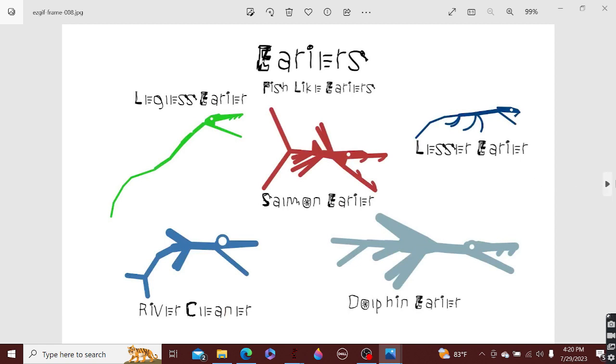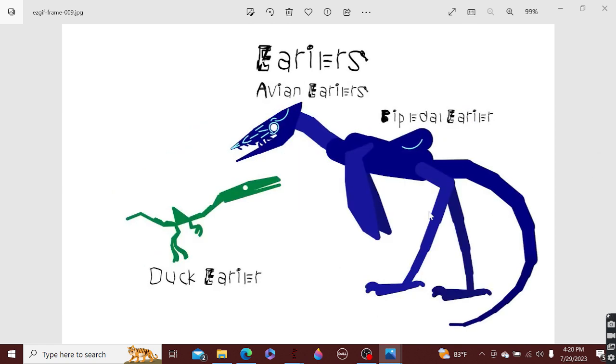And of course, the last group are the avian Eariers. So even more bird than bird. Basically ones that look like birds. We have the duck Earier and the bipedal Earier from Australia. They've always kind of looked like birds, but these guys must take it to the extreme. Yep, there's also the seagull Earier, the penguin Earier, the swan Earier, goose Earier. Pretty much just all the Eariers.